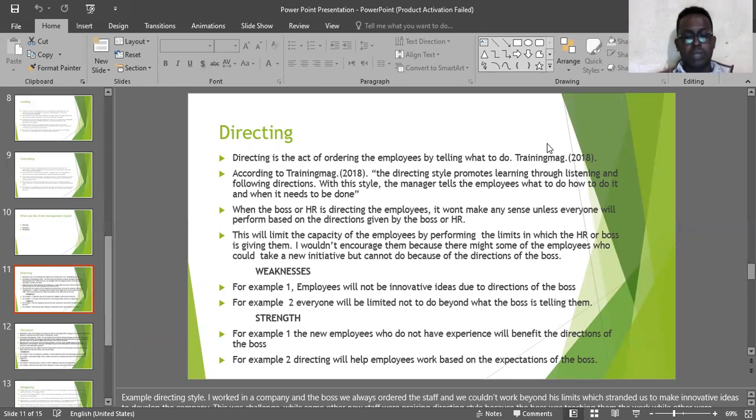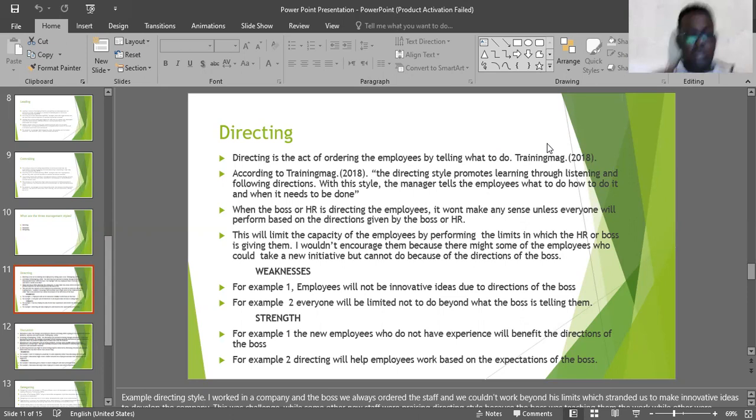This will limit the capacity of the employees to performing within the limits which the human resource or the boss is giving them. And it wouldn't encourage them, because there might be some employees who could take initiative but cannot because of the directions of the boss. So the two weaknesses that this style has: the first one, employees will not innovate their ideas due to the direction of the boss.